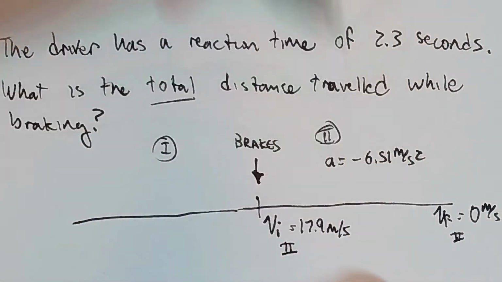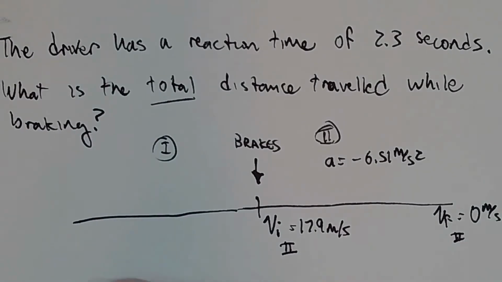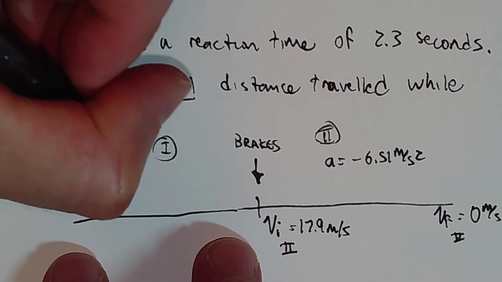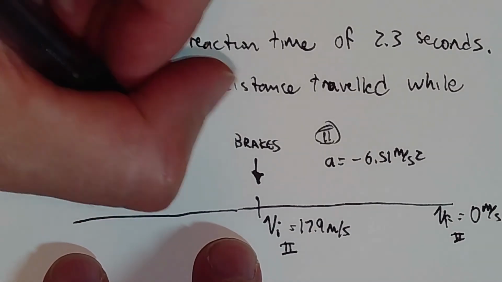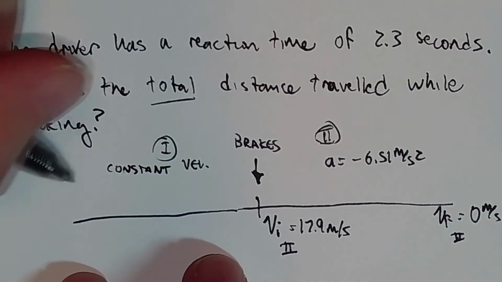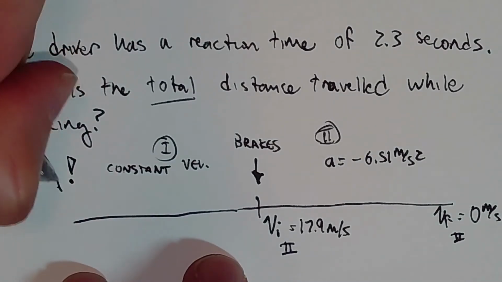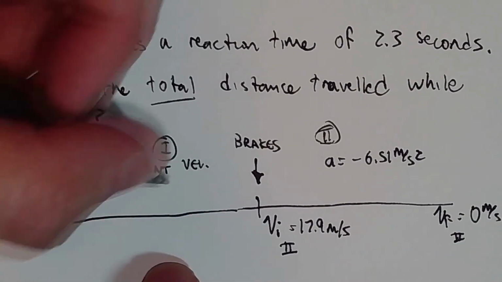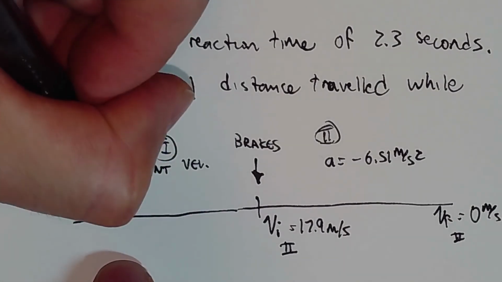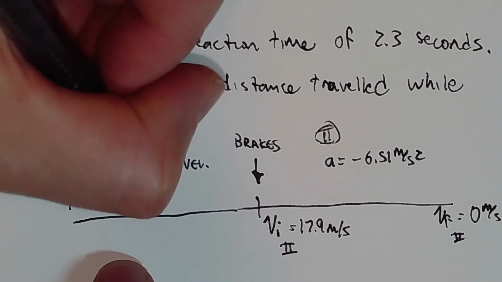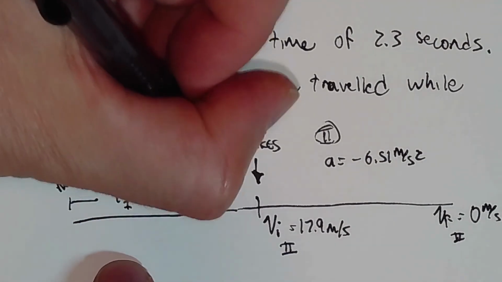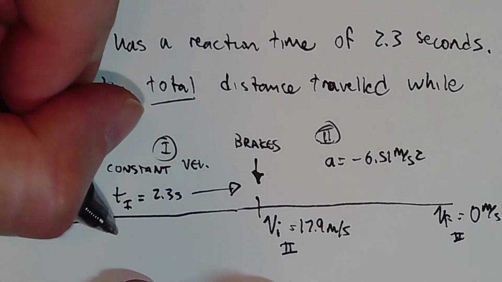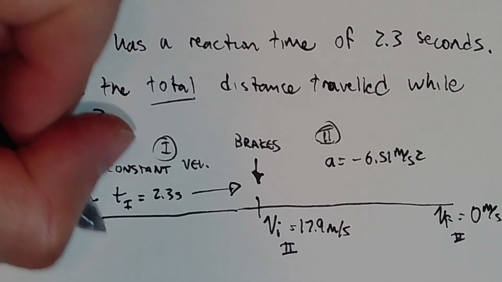Now the first part is a constant velocity, because you may have seen that there is something you need to brake for. So way back here, you recognize that something's happening. But it takes you 2.3 seconds to react. So this is, sometimes problems will call this the reaction distance.